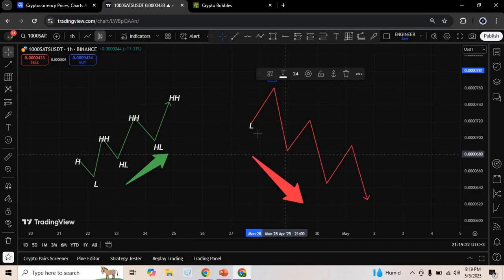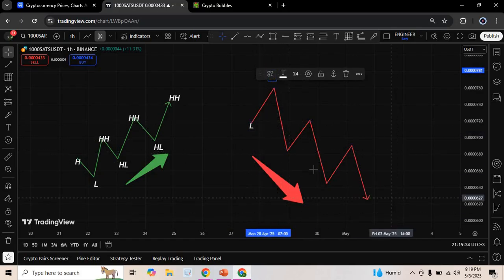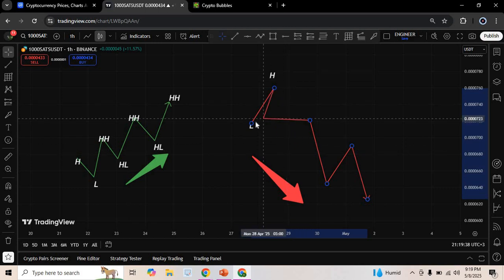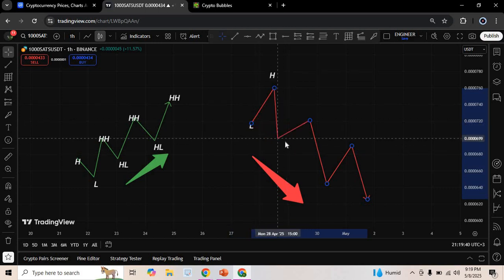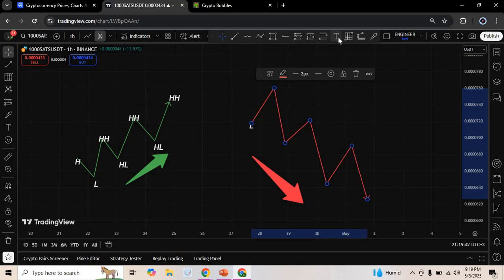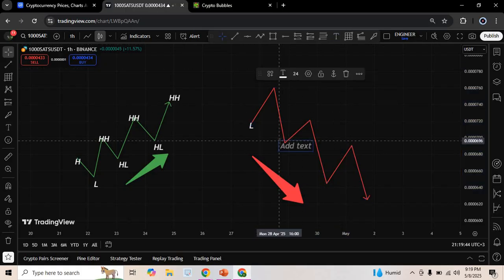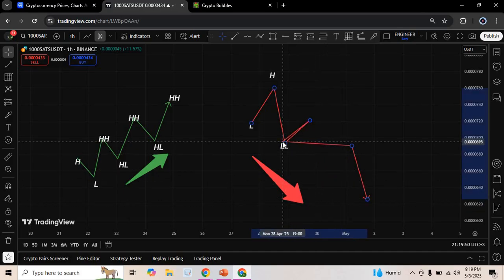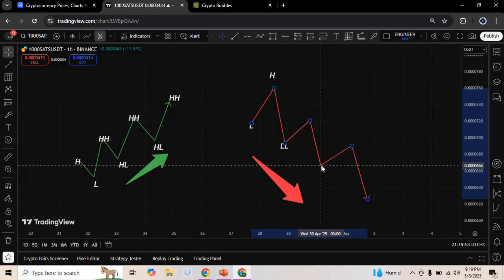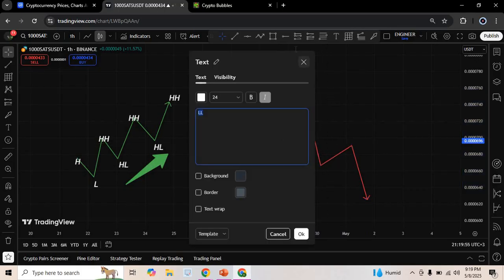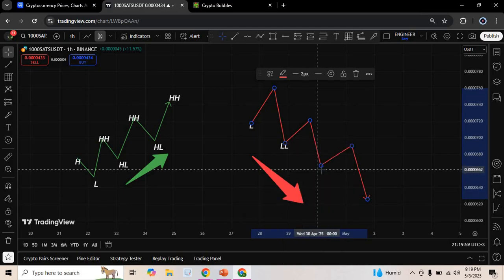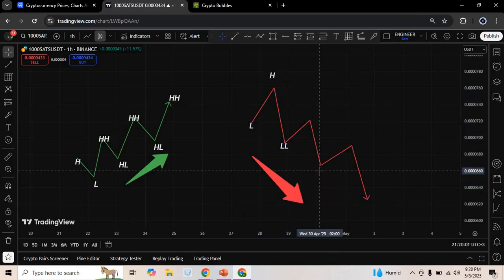So let's start with the low part. We are having a low right here. It is definitely a low, but it is lower than this previous low. So what does it become? A lower low, like that. This other low is also a low, but it is lower than this previous low. So it becomes what? A lower low, like that.